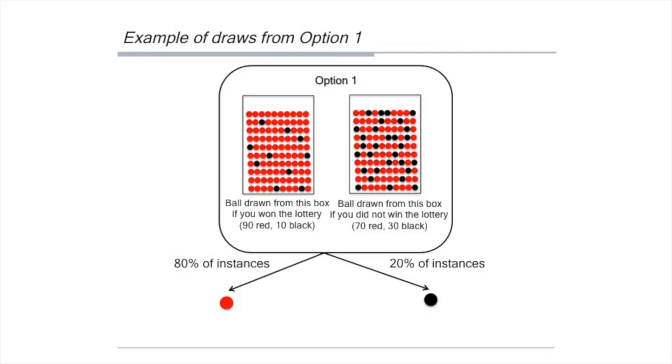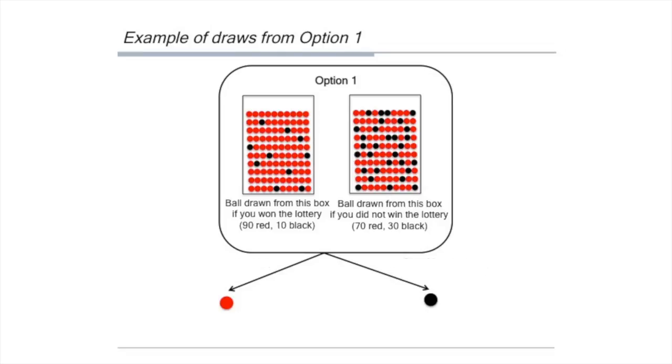You can expect to see a red ball 80% of the time and a black ball 20% of the time from this option, because half the time the computer will draw a ball from the left box where 90% of the balls are red, and the other half the time the computer will draw a ball from the right box where 70% of the balls are red. So on average, 80% of the time, the computer will draw a red ball from option 1.